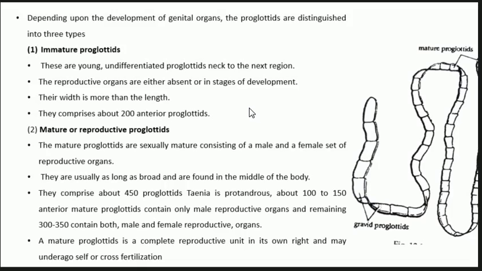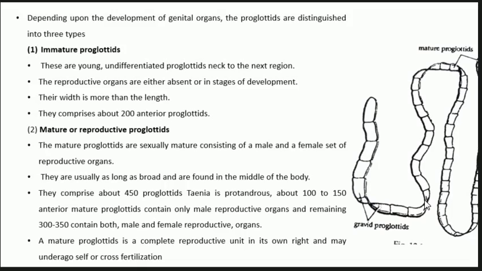Then you have the mature reproductive proglottids. The mature proglottids are sexually mature, consisting of male and female sets of reproductive organs, remember. These are the mature proglottids, as you can see. They comprise about 400 to 450 proglottids. So immature proglottids will be nearly 200, then you have 400 to 450 mature proglottids.